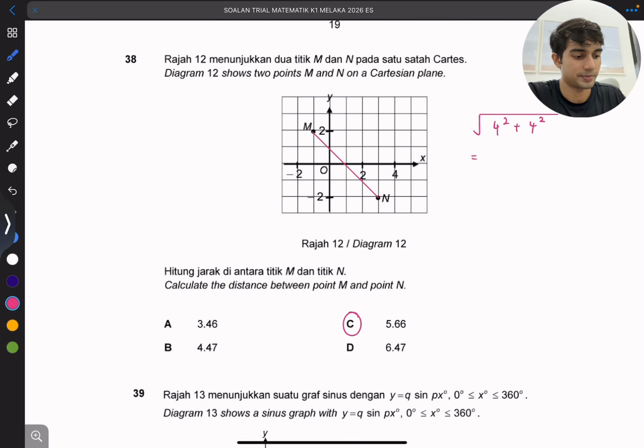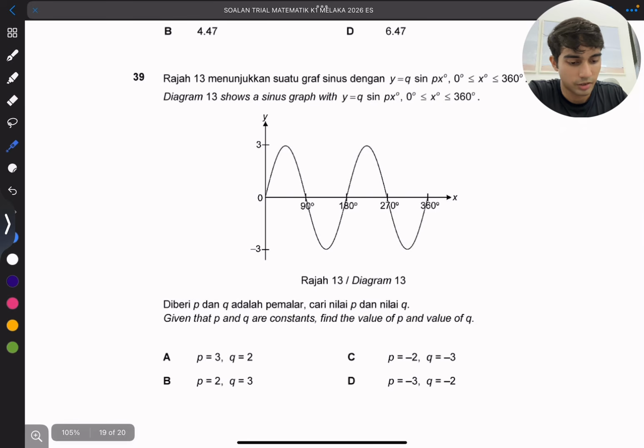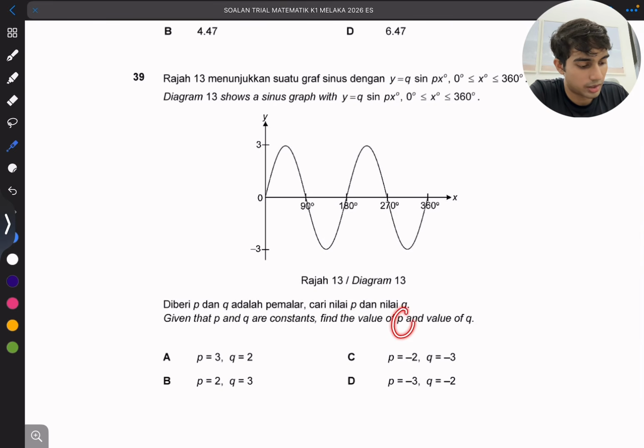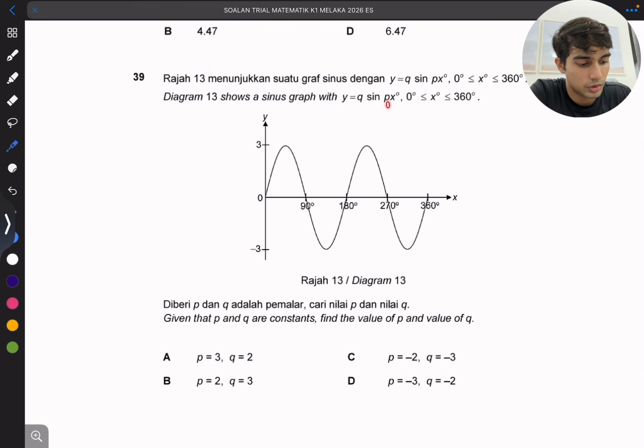Done. 39. So diagram 13 shows a sine graph where y equals to q sine px. Given that p and q are constants, find the value of p and q. Okay, so here we have one sine graph and another sine graph. So we have two sine graphs. So number of cycles is 2. Number of cycles is represented by p. So p is 2. Q will represent the amplitude.